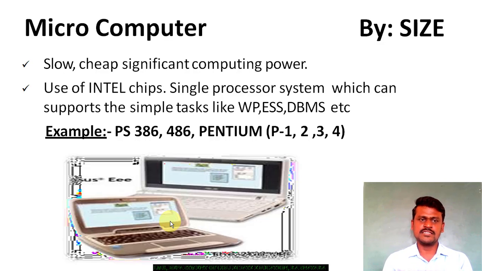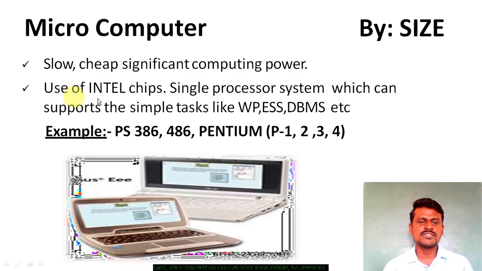As these are very small, the computation or calculation speed will be very slow. And as these are very small, they can be very cheap. Computing power is significant, meaning the computing power will be very slow.